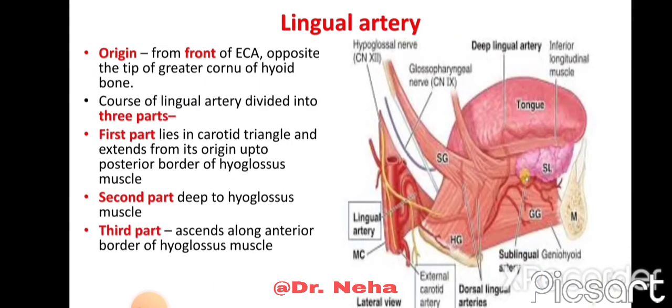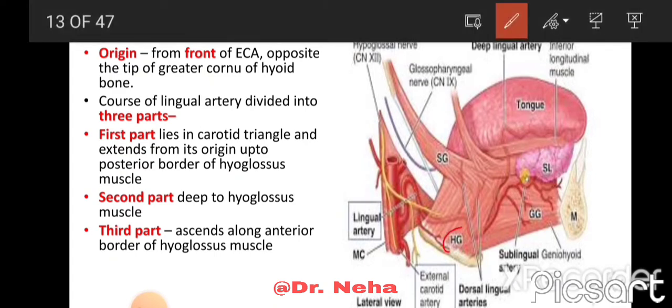Next is your lingual artery. It again arises from the front of the external carotid artery just opposite to the tip of the greater cornu of the hyoid bone, and it is divided into three parts with the help of hyoglossus muscle. The first part lies in the carotid triangle and extends from the origin up to the posterior border of the hyoglossus muscle. So here we can see the hyoglossus muscle. This is its posterior border and this is the anterior border of the hyoglossus muscle.